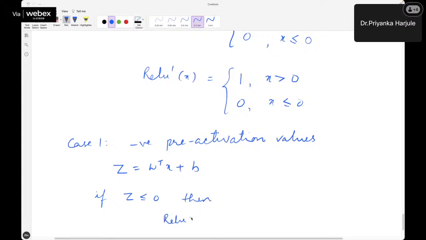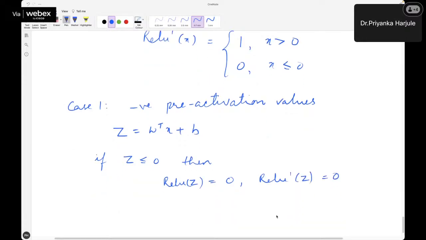ReLU of Z. When you apply the nonlinearity with the ReLU activation function, you get 0, and its derivative also becomes 0. Okay. So this means the output is 0 and the gradient will also be 0 during the back propagation. So hence your weights will not be updated because of the chain rule.